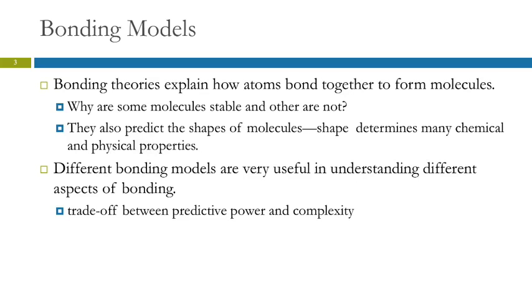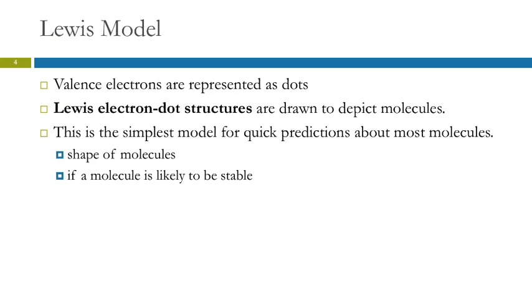Different models are useful for different aspects of bonding. And as with many things, there's a trade-off. If you get something that's more predictive, it's also going to be more complex and more difficult to understand. So we're going to look first at the Lewis model. Very simple model, works for a lot of molecules and is much easier to understand than some of the other models. In the Lewis model, we represent valence electrons as dots.